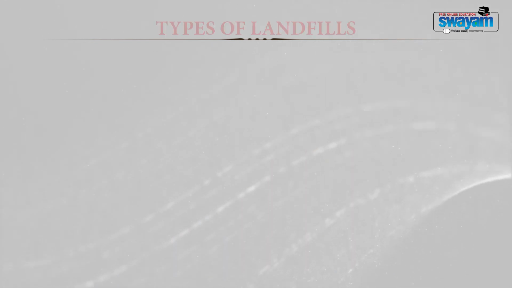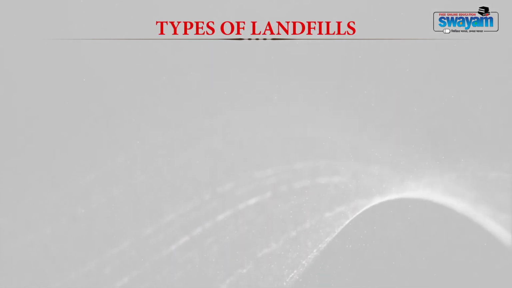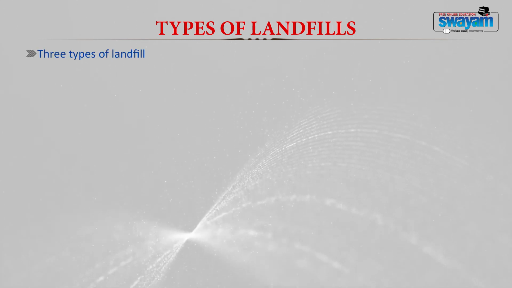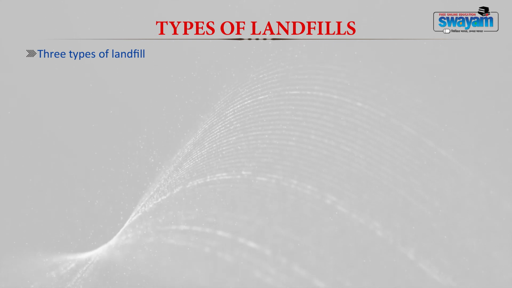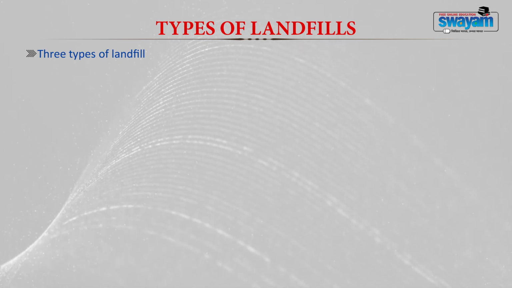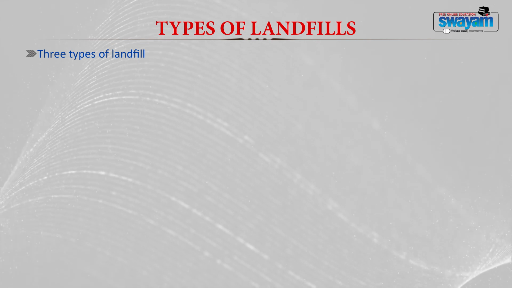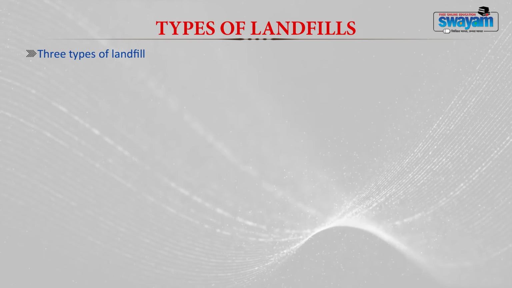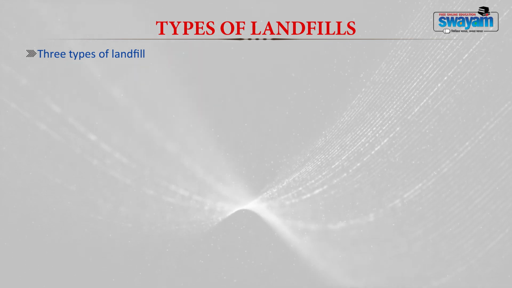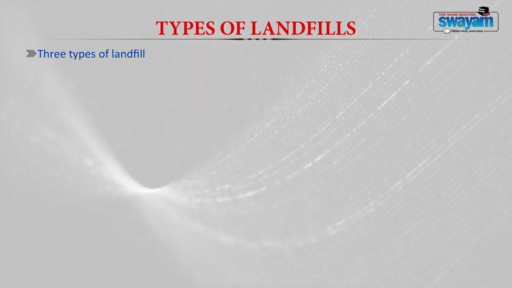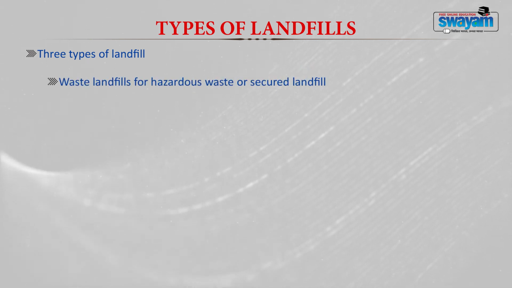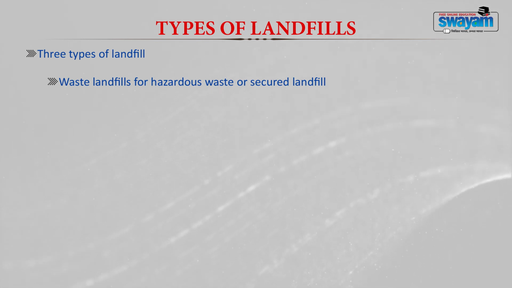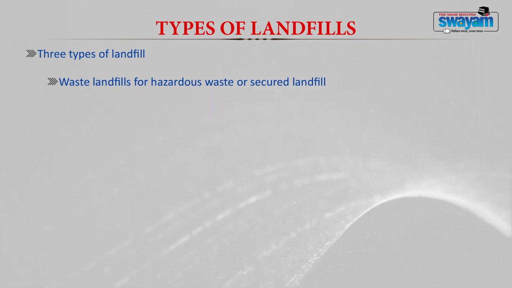Now, let us discuss what are the different types of landfills. There are three different types of landfills: the secured landfill, sanitary landfill, and inert landfill. Secured landfills are for hazardous waste, where you need more protection for this particular waste. The sanitary landfills are for the municipal waste, and the inert landfills are for construction and demolition waste. So, now let us discuss briefly about these types of landfill.